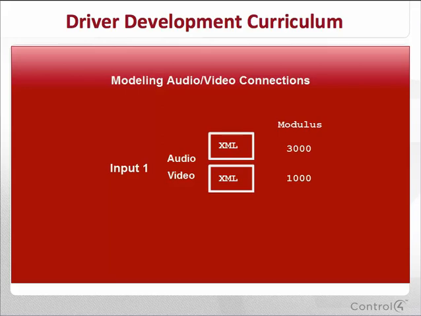The value of 1000 falls in the range of valid video input connections as defined in the Proxy Protocol Guide, and 3000 falls into the valid range of audio input connections. Now, in your driver, the best way to know that these connections are related is to mod 1000 the ID. When you mod a number by 1000, you remove the thousands from the number. So 3000 mod 1000 equals 0. 1000 mod 1000 equals 0. And 0 equals 0. So we know that these two XML blocks are related and properly model both the audio and video legs of that connection.